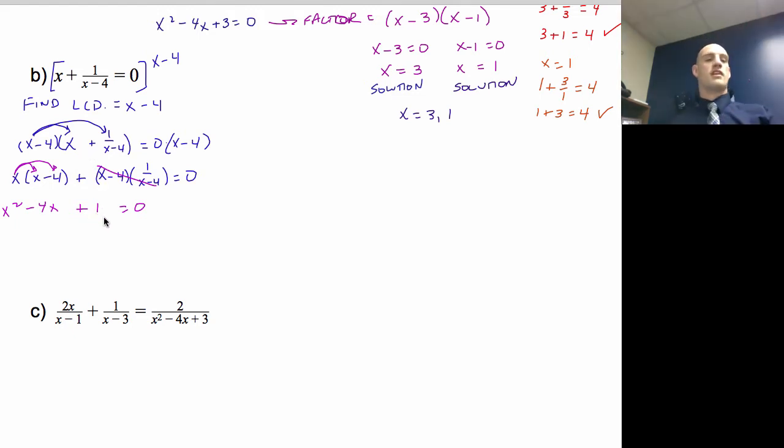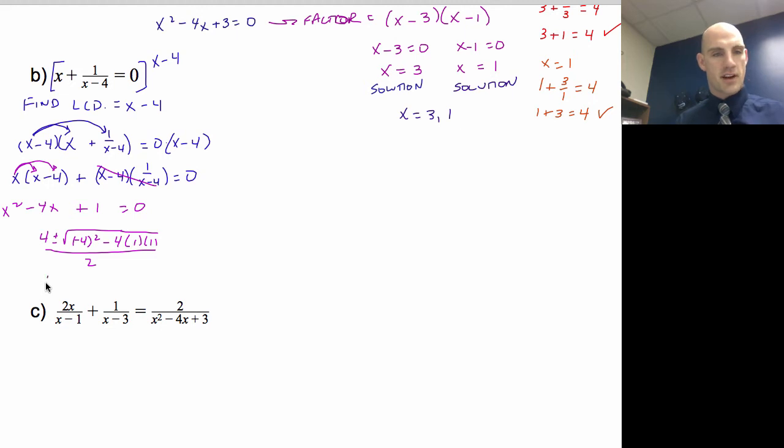So let's use the quadratic formula for this one because I don't see anything that obviously multiplies to 1 and adds to -4. And so let's use the quadratic formula. So x is equal to -b, so -(-4), so 4, plus or minus the square root of (-4) squared minus 4 times 1 times 1, 4ac, all over 2 times 1, so 2.